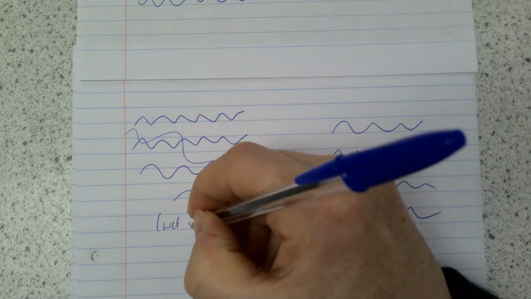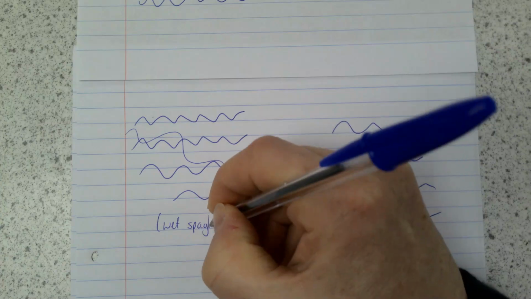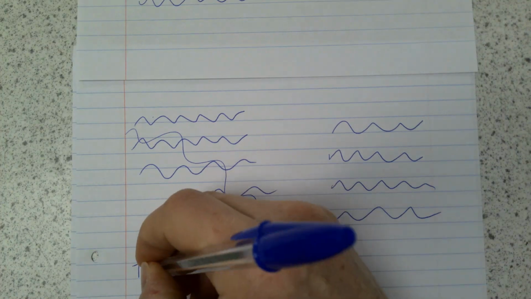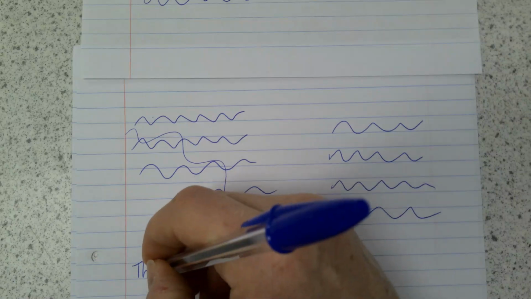Wet spaghetti. Now I'm going to have to spell spaghetti. Hopefully that's right. So that's like wet spaghetti, all sliding past each other, all that kind of stuff, right? When you cool that down, and let's say you left that pan of wet spaghetti to cool down, it would harden and form a kind of lump, right? That was what we might call a thermosoftening plastic.